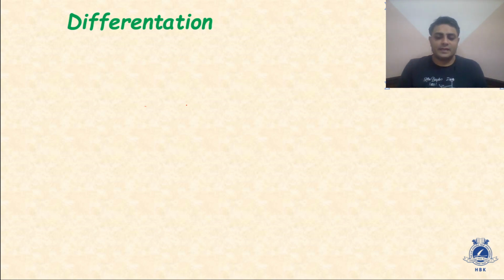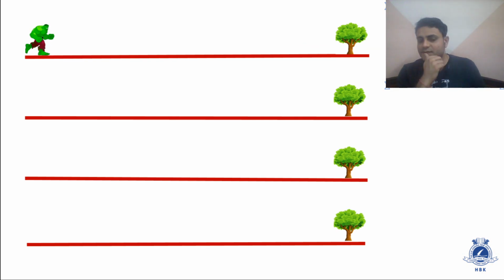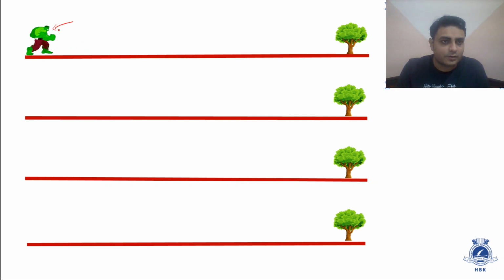Let us take an example. This is an example in which there is the Hulk. Hulk is moving towards a tree. There is Hulk, and let me write. Some people might not know who the Hulk is. Some DC people also will not know who Hulk is. So this is Hulk, and the distance between Hulk and the tree, exactly from the punch of Hulk to this point of the tree, is suppose 64 meter.